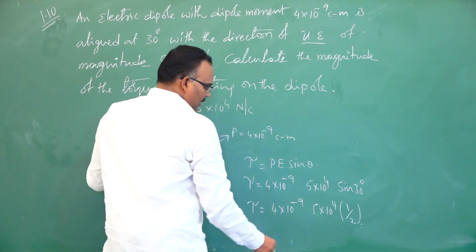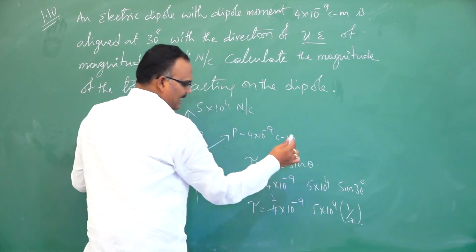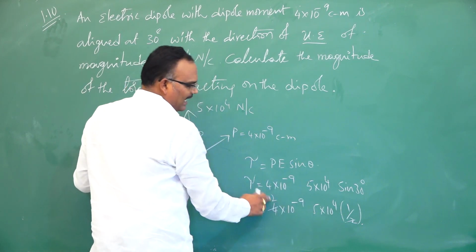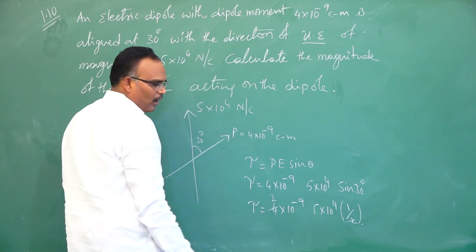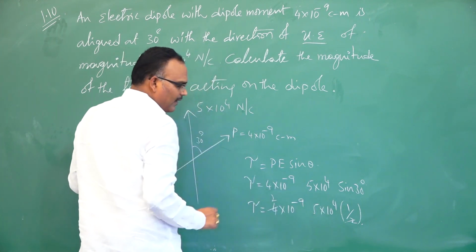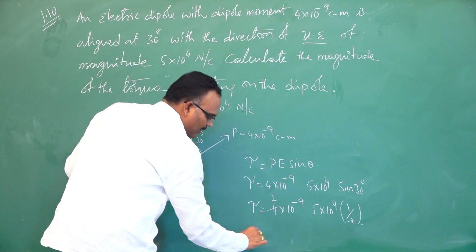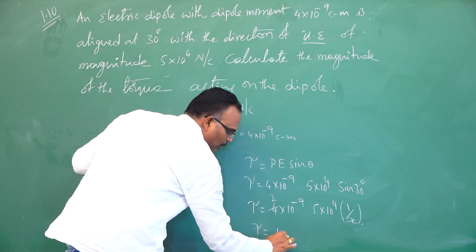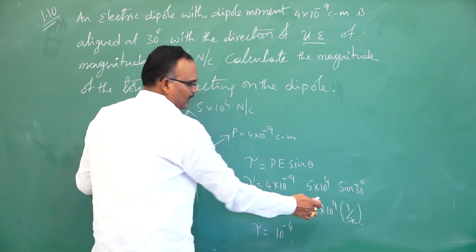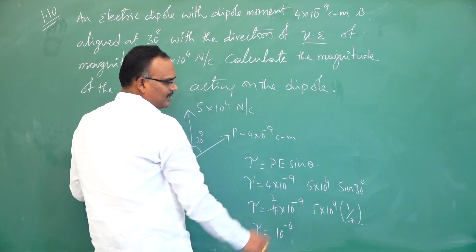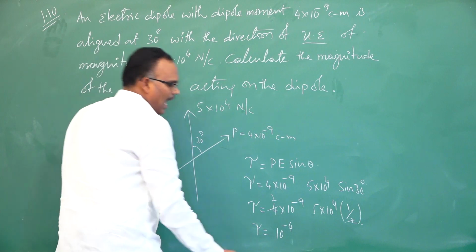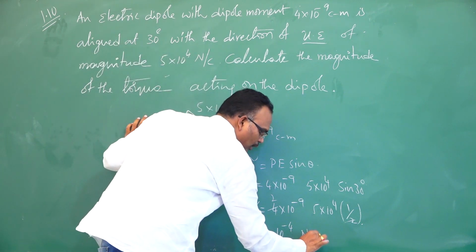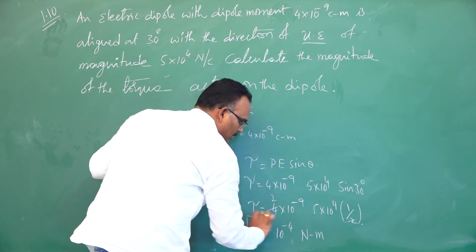Okay. See here, 2 ones are 2, the 2s cancel. 5 twos are 10. 10 power 1 into 10 power 4, 10 power 5. If it combines with minus 9, you will get torque tau is equal to 10 power minus 4. This is 10 power plus 5 and this is 10 power minus 9. You will get 10 power minus 4. Torque unit is Newton meter. So this is that.